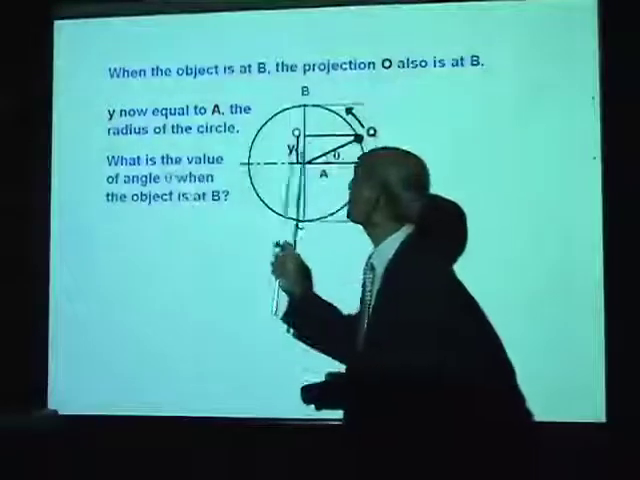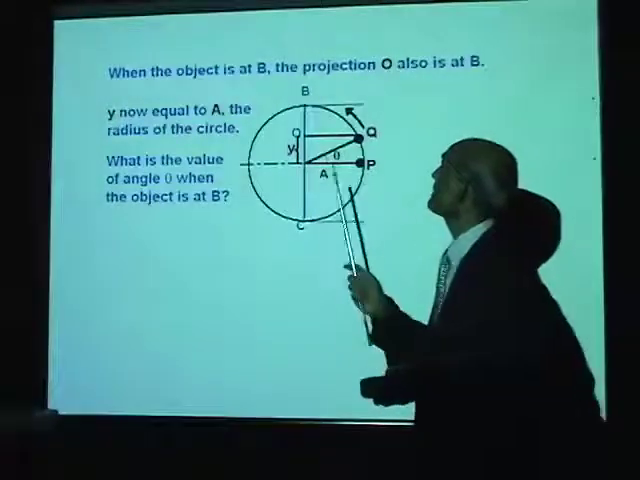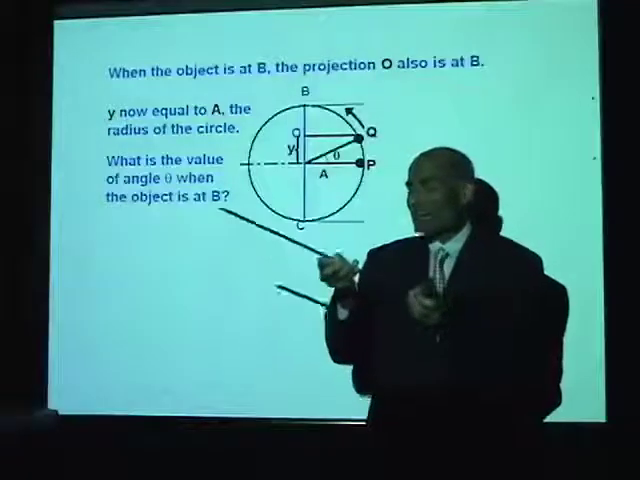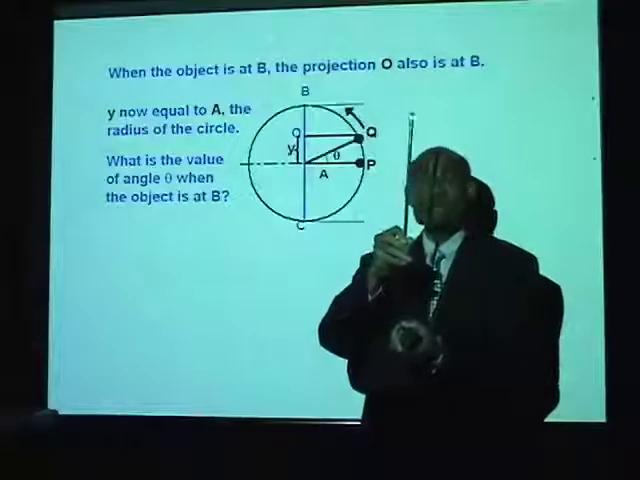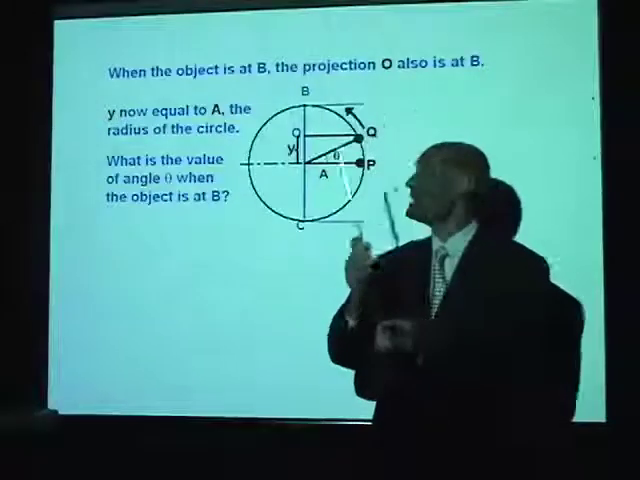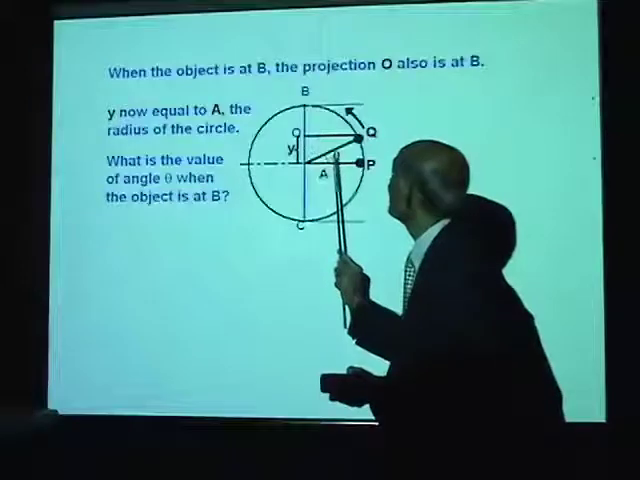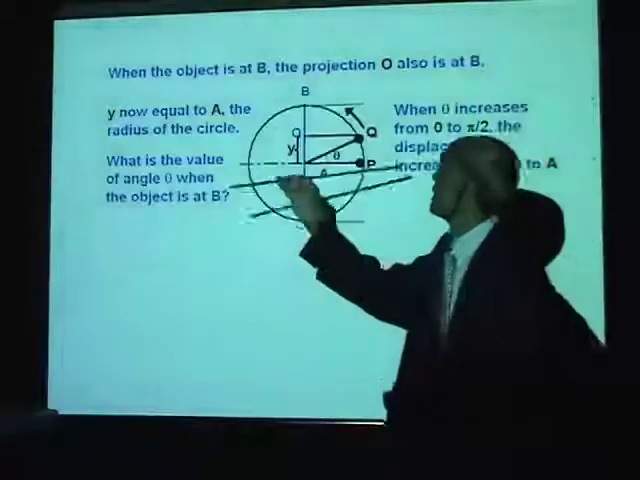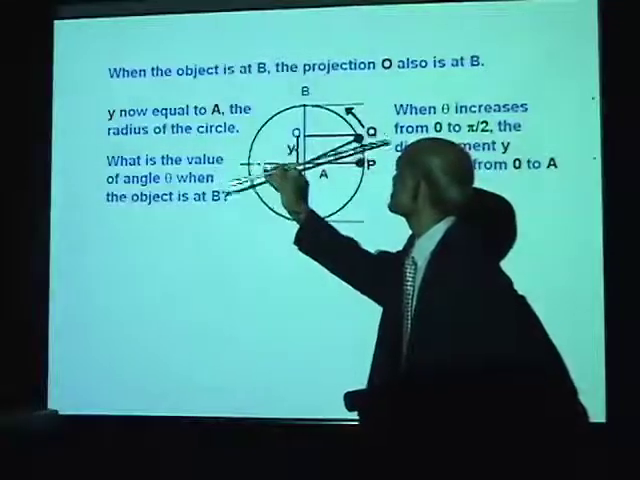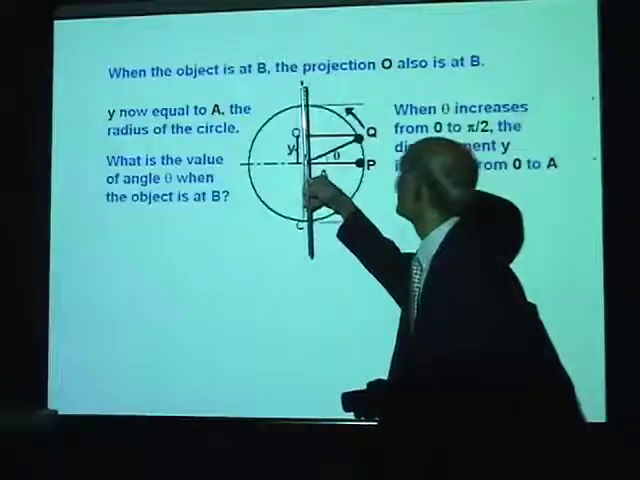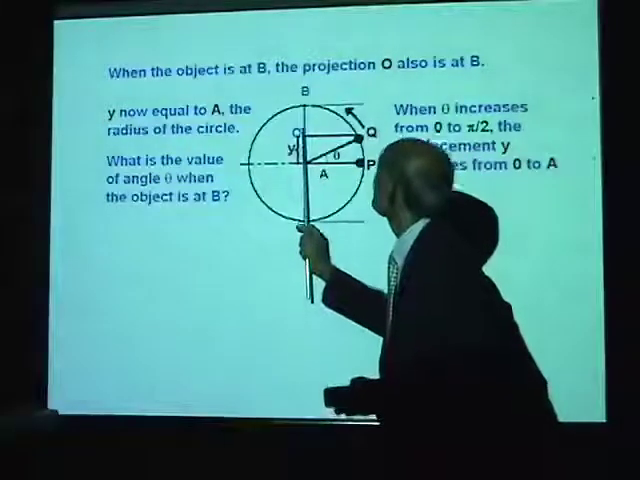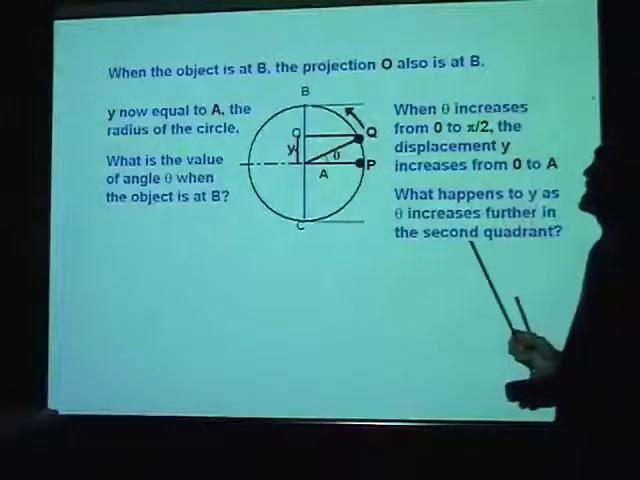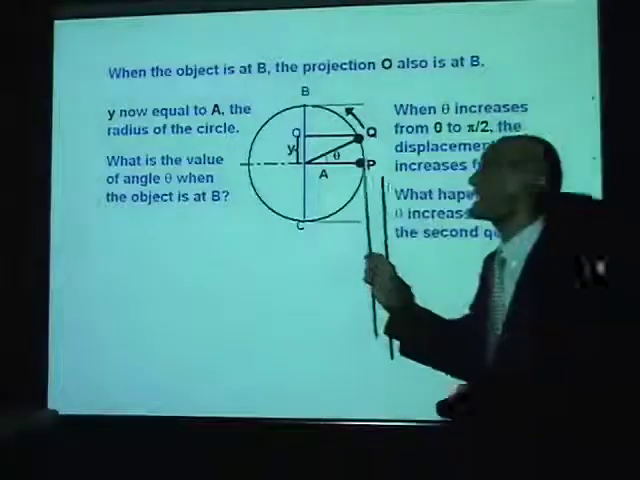Now, what is the value of theta when the object is at B? When the object is at B, the radius has rotated through 90 degrees, or we call it pi by 2. Is that right? So when the object is at B, the value of theta is pi by 2. When theta increases from 0 to pi by 2, the value of y increases from 0 to A.